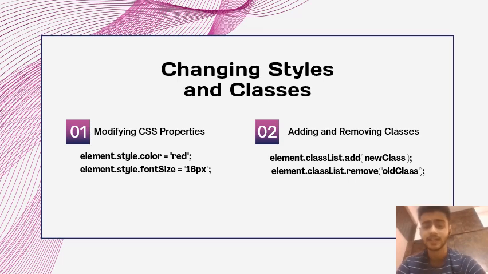Changing styles and classes. The first one is modifying CSS properties. You can change the appearance of an element by modifying its CSS properties through the style object. The second one is adding and removing classes.